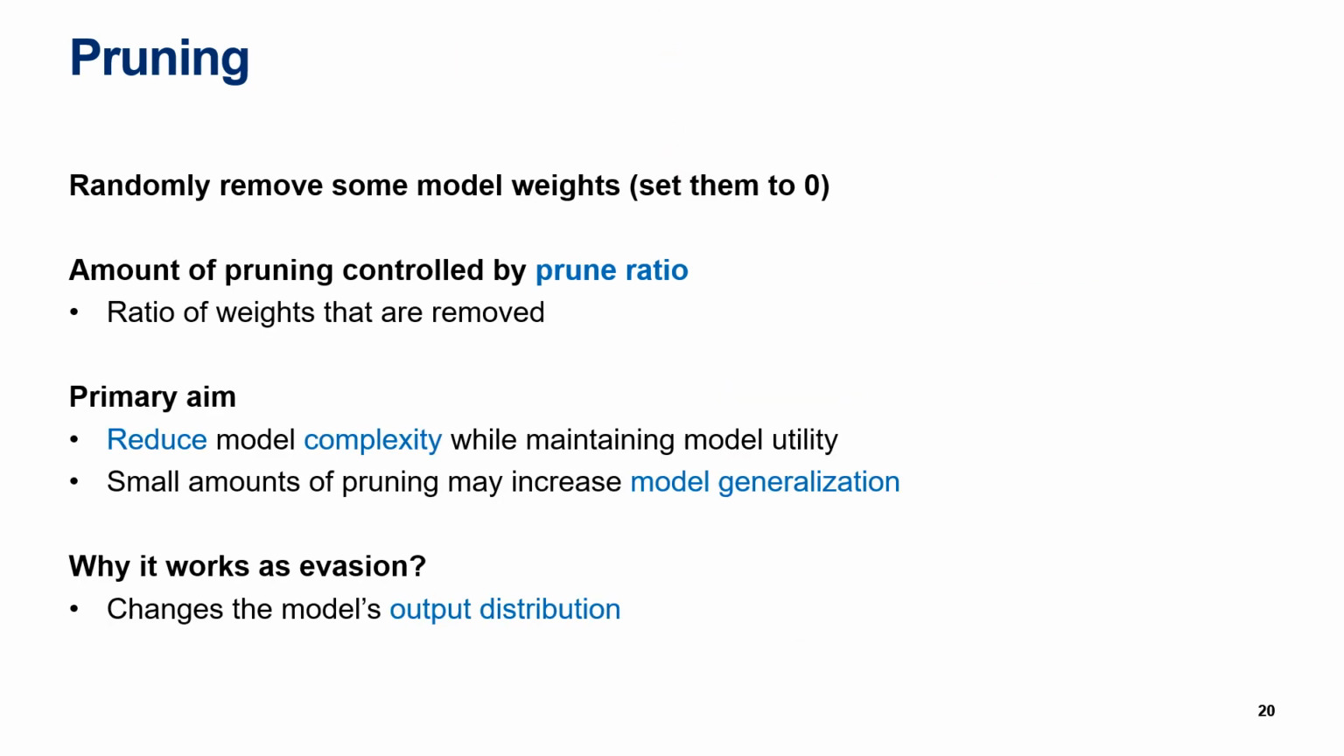Now, the idea of pruning is that you may randomly remove some model weights, i.e. set them to 0, and the amount of weights that you remove is controlled by a prune ratio, which is the ratio of weights that are removed. The primary aim of pruning is to reduce model complexity while maintaining model utility, essentially model compression. Secondarily, small amounts of pruning might actually increase model generalization as well, similar to using dropouts. Now, why do we think it would work for evasion? Well, the idea is similar to double extraction, which is that it might change the model's output distribution.